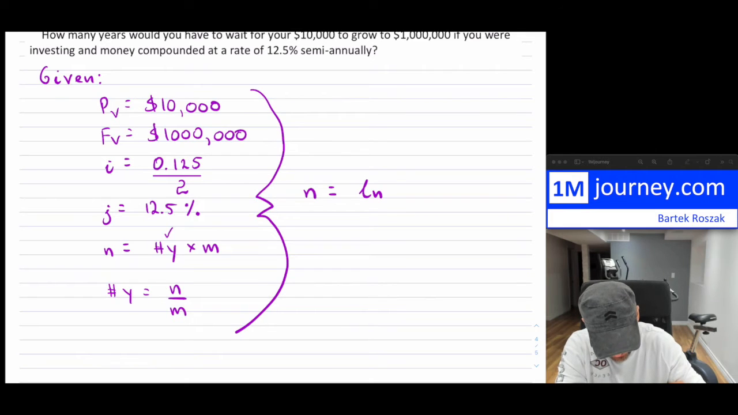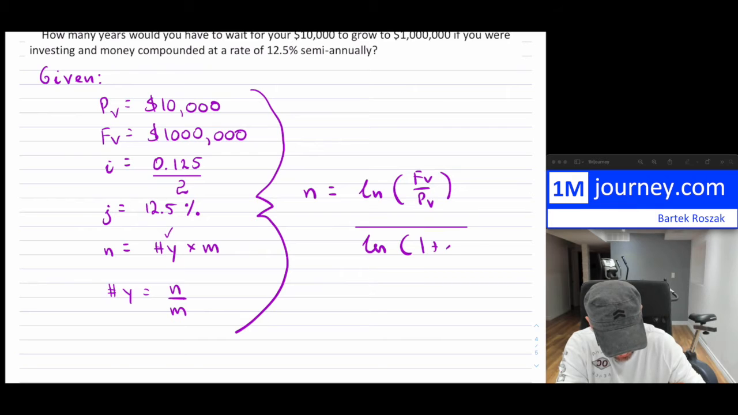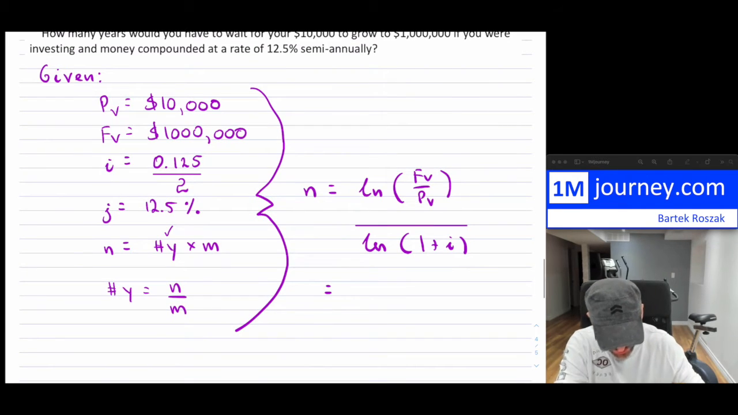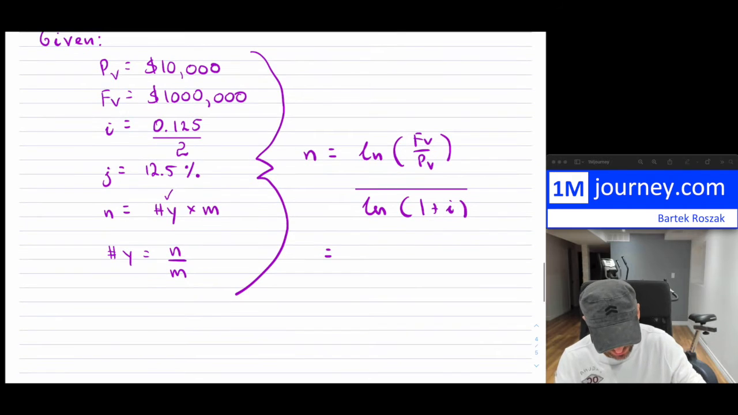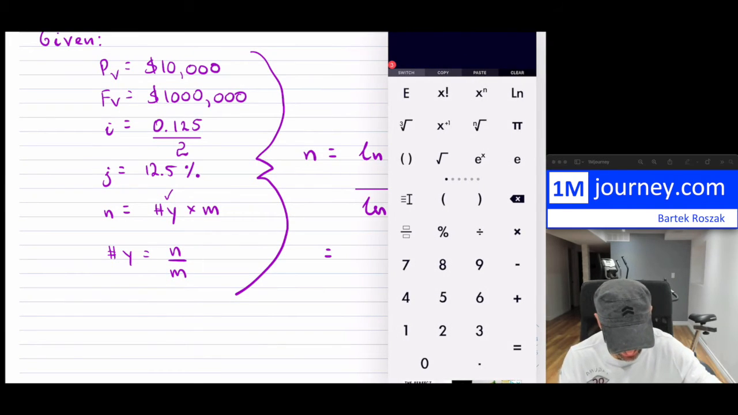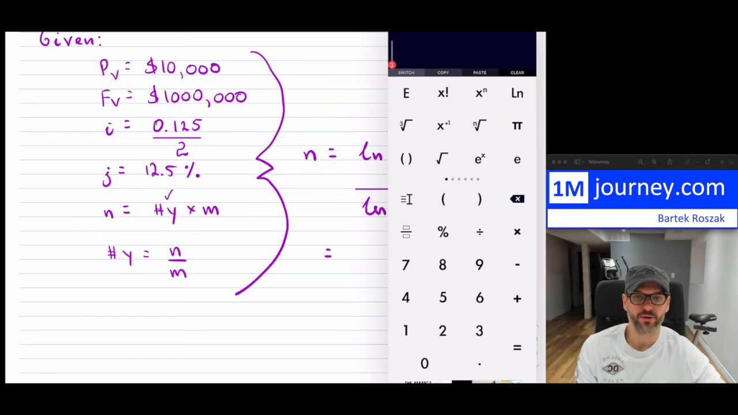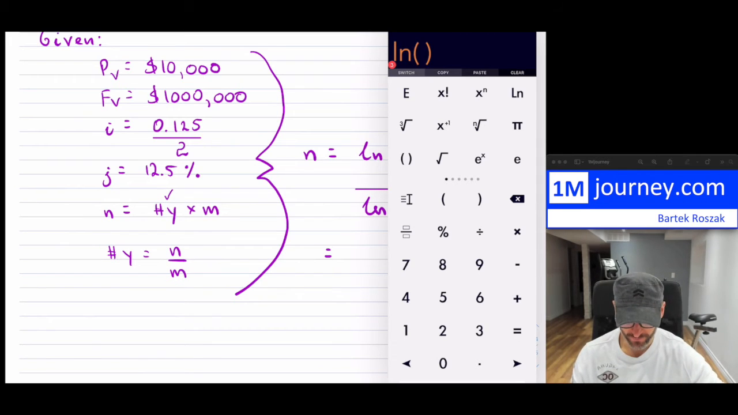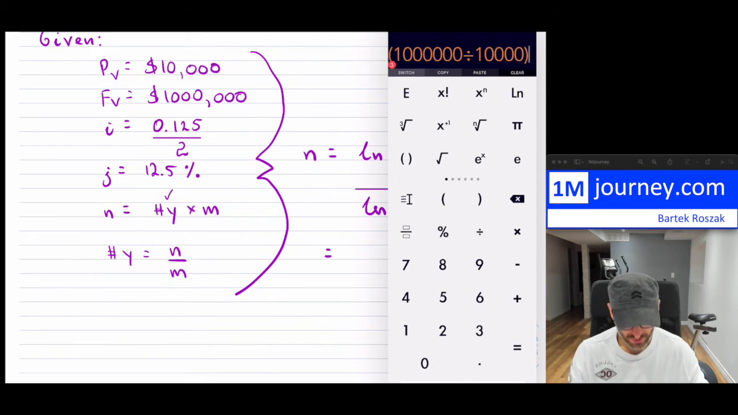ln or log of future value over present value divided by ln or log of 1 plus I. And I can substitute all of these in. And let's do that within here and then find out what our answer is. So we have ln, so this is future value is 1 million. So that's a nice amount, 1, 2, 3. And it's going to be divided by, we're starting with 10,000. All right, so that's what we have there on top.